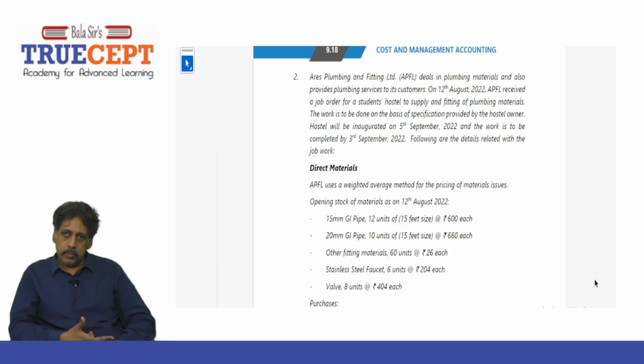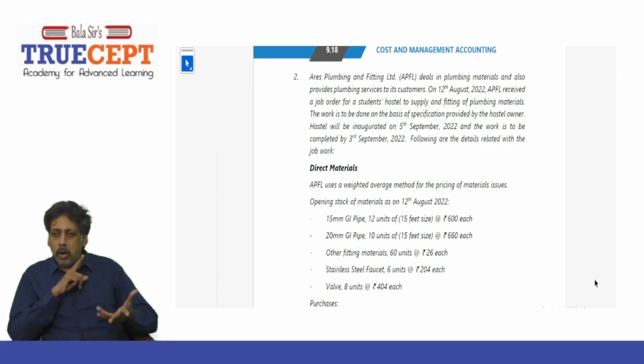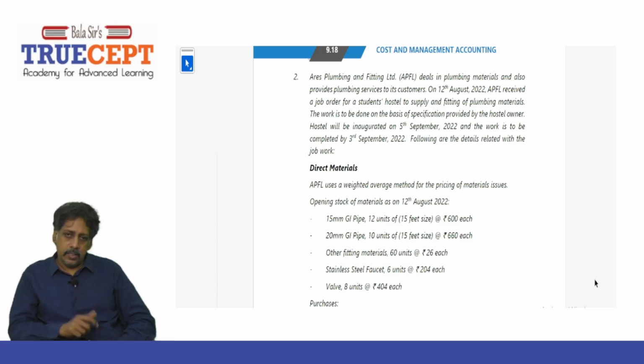Then the work is to be done on the basis of specifications provided by the hostel owner. Now, the hostel will be inaugurated on 5th September 2022, on Teachers' Day, and the work is to be completed on 3rd September 2022. So the work should be completed by September 3rd, inauguration on 5th September, and all these dates are not relevant to you in solving the question. Next. Following are the details related with the job work.